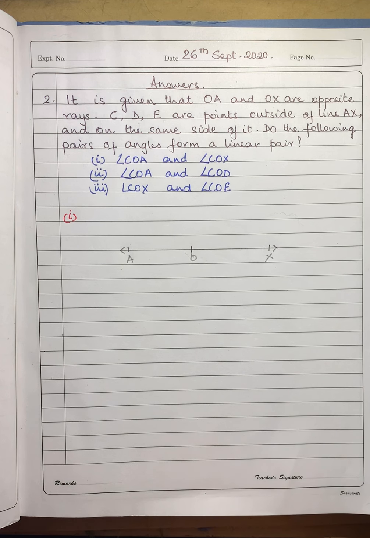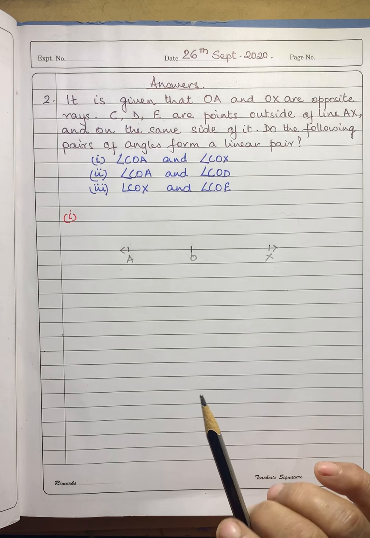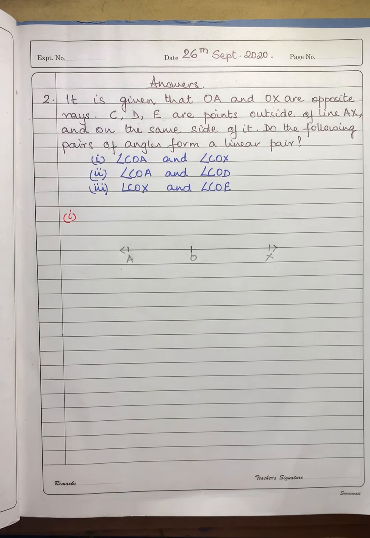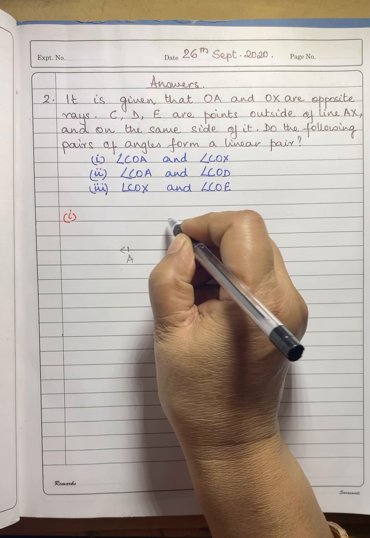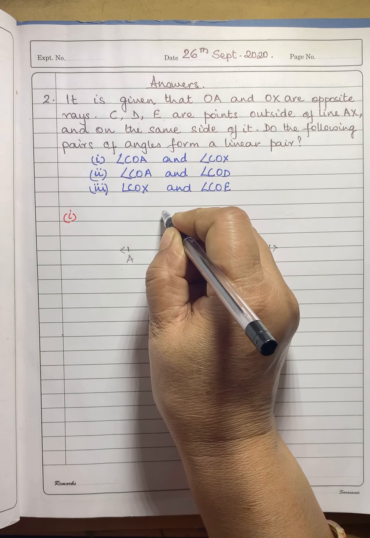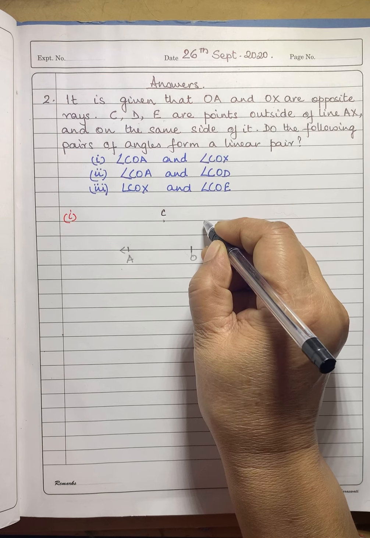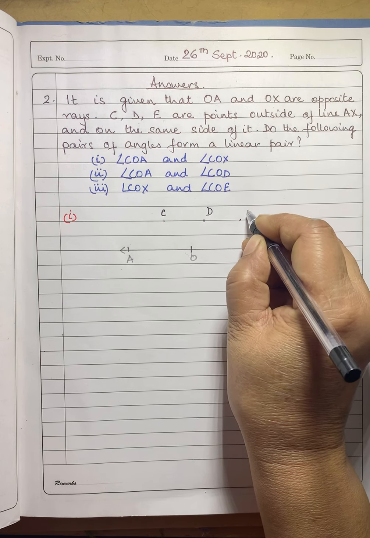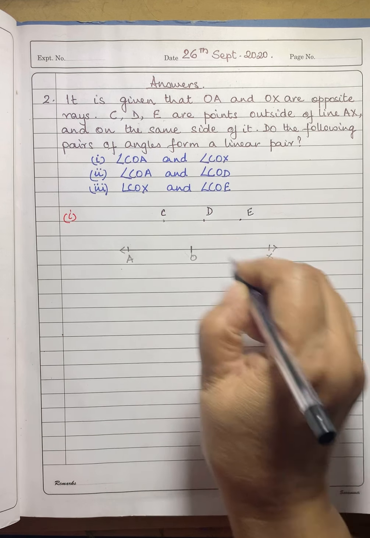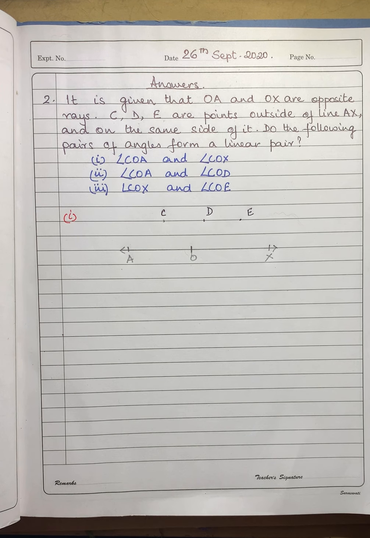Now we are going to take it on one side, that is on top. So let us mark the points C, D and E. I will mark this point as C, one point as D and the other point as E. You could have marked it in any manner.